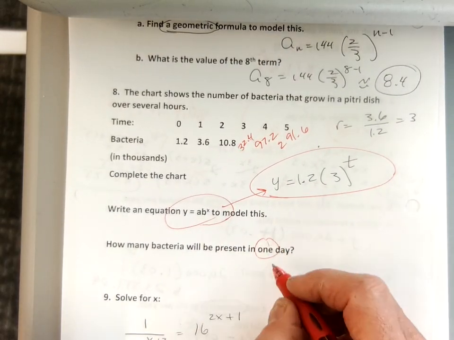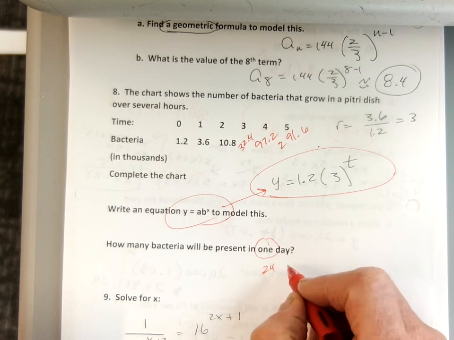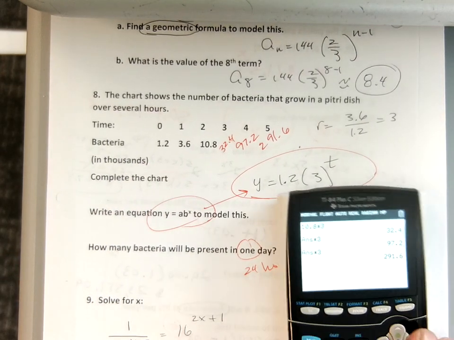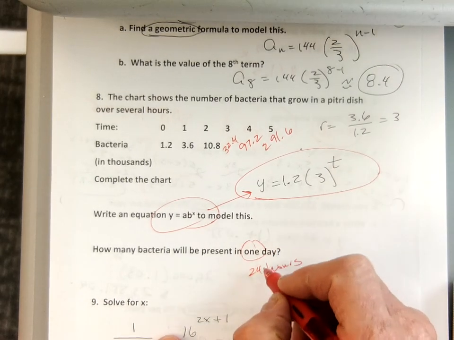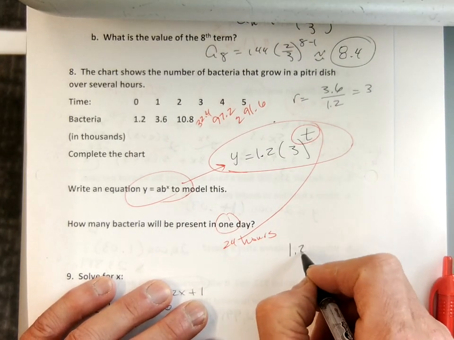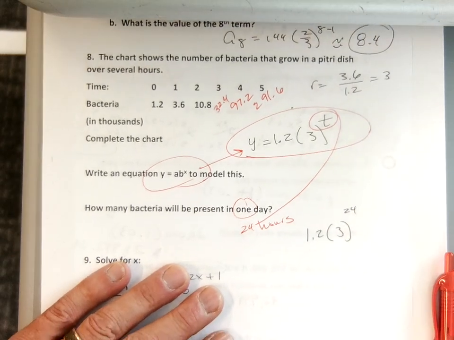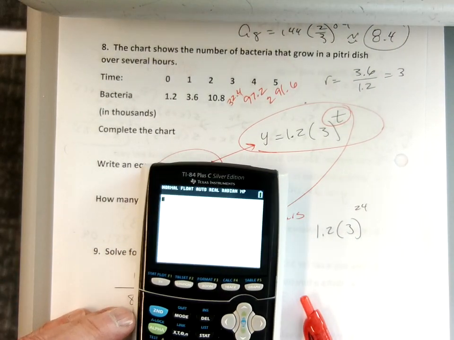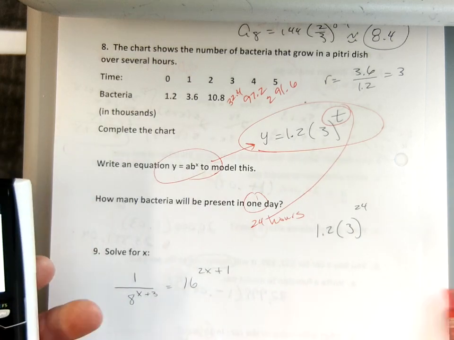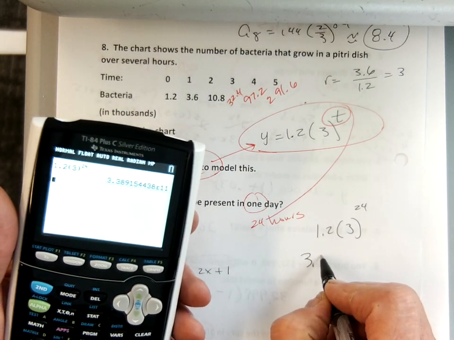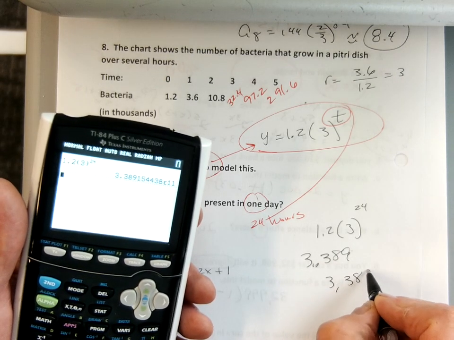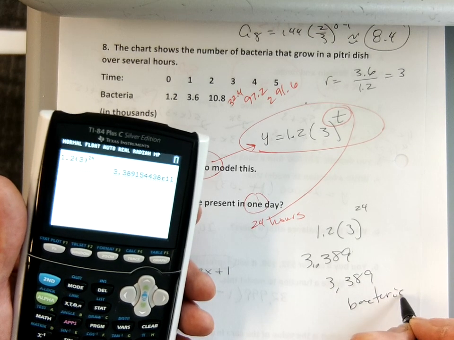1 day is 24 hours, right? Because it's in terms of hours, I'm going to take my 24 and put it right there. So I'm going to go 1.2 times 3 to the 24th power. And I get, in terms of thousands, 3.389 thousands, or I could just move the decimal. Bacteria, right?